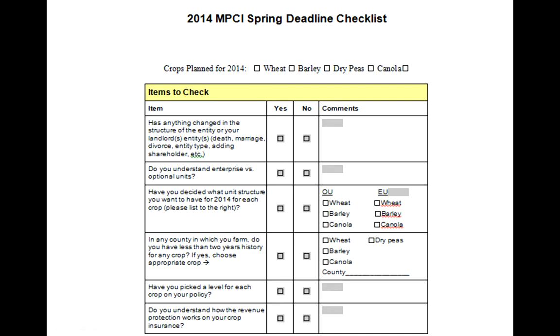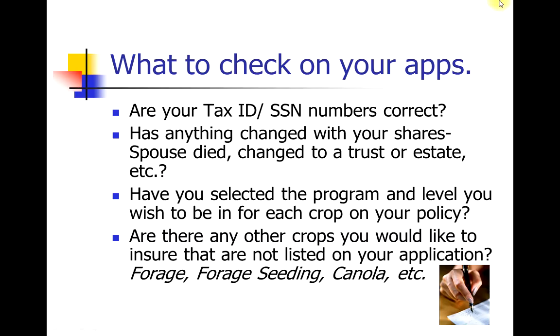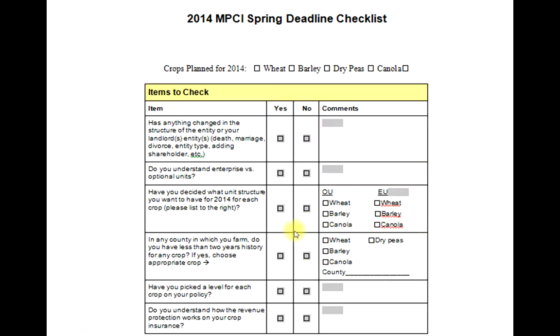In any counties you farm, do you have less than 2 years of history for any crop? This isn't just history, but less than 2 years of experience, I guess it should say. If you grew canola once back in the 90s, there may not even be history of it in your crop insurance policy, but we need to know that so we can get you what's called a new producer exception. If you or anyone involved in your entity has less than 2 years of experience growing any of the crops listed in the right column in the county, please check it over here.